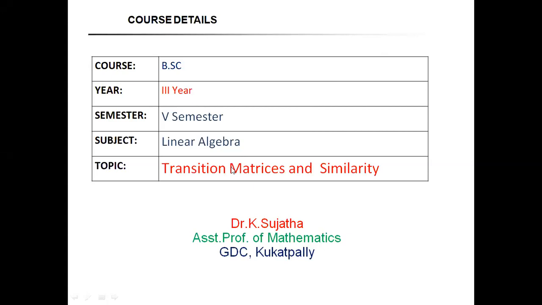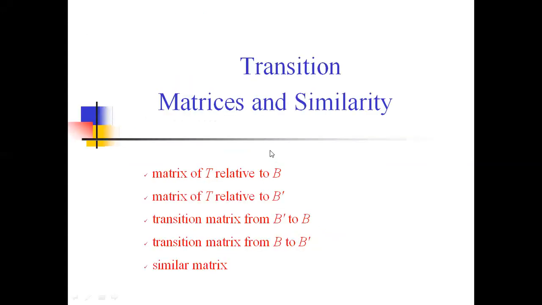Today I am going to explain about transition matrices and similarity. In this topic, we will discuss the subtopics: matrix of T relative to the basis B, matrix of T relative to the basis B dash, transition matrix from B dash to B, and in the same way transition matrix from B to B dash, and similar matrix. These are the subtopics we will discuss in today's class.